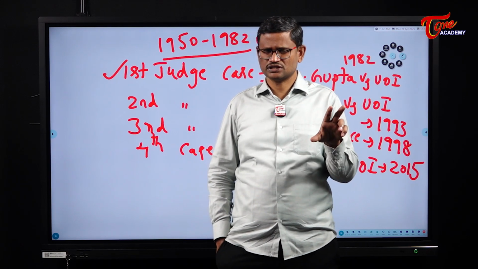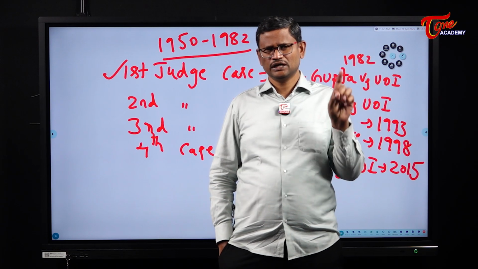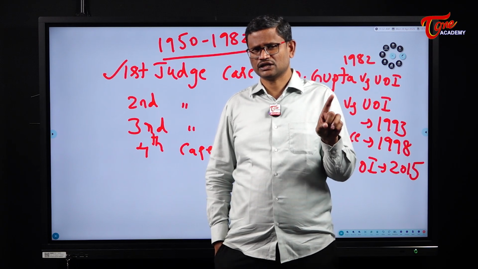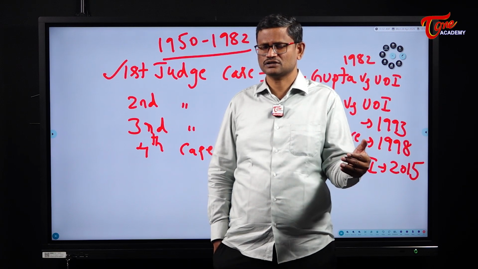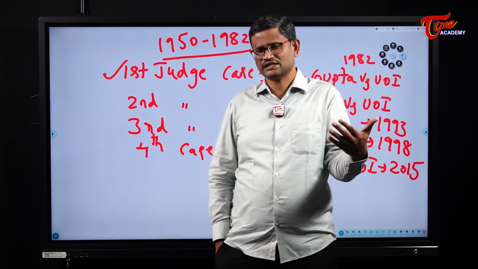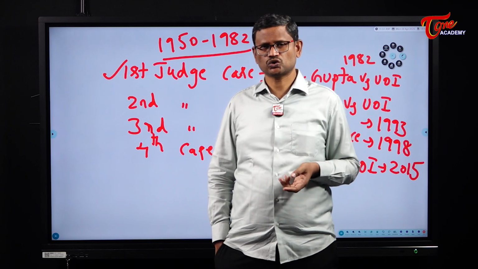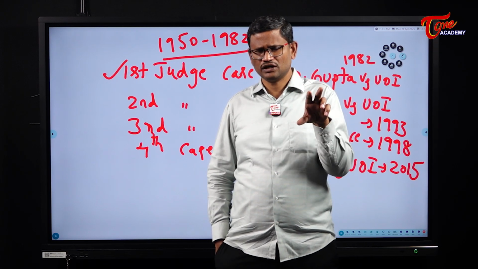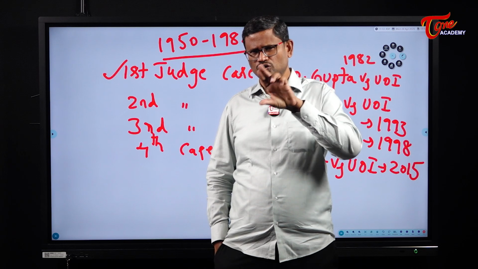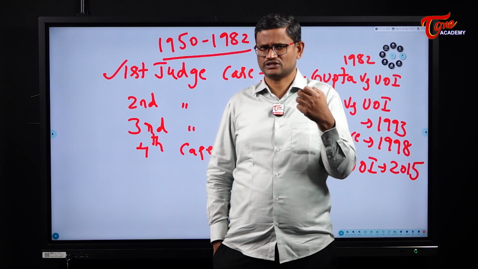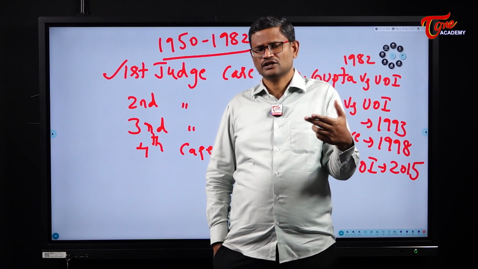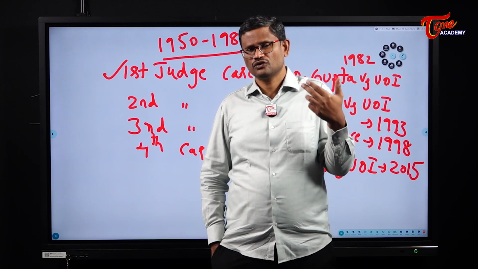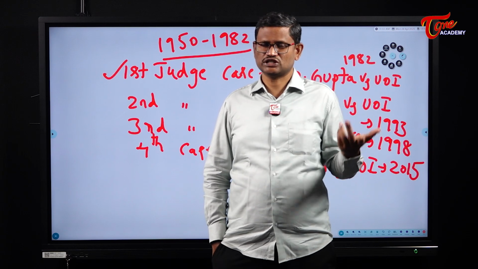So in the first judge case, the Supreme Court interpreted that the word consultation in Article 124 does not mean concurrence. That means the opinion of the Chief Justice of India is not binding on the executive branch. There will definitely be consultation between the executive and judicial branches. There will be exchange of opinion. In case there is a disagreement, then the opinion of the executive branch will prevail over the judicial branch.